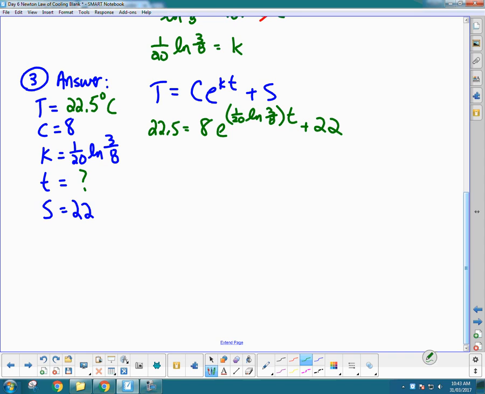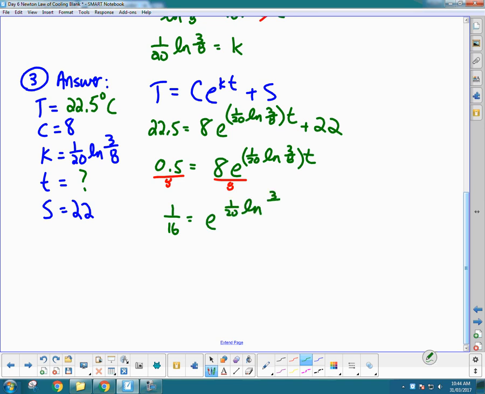Subtract 22 from both sides. 0.5 equals 8e to the 1/20th ln 3/8 t. Divide both sides by 8, and I get 0.5 over 8, which I don't like. So I'm going to double the numerator and double the denominator and make it 1/16th equals e to the 1/20th ln 3/8 of t.